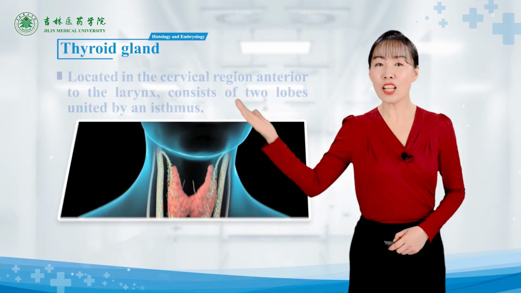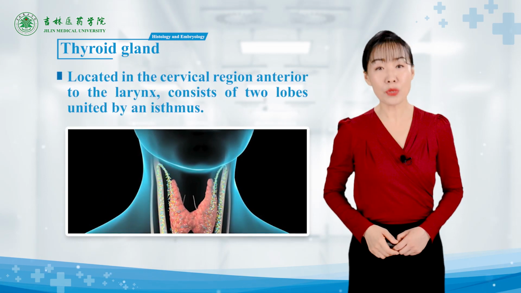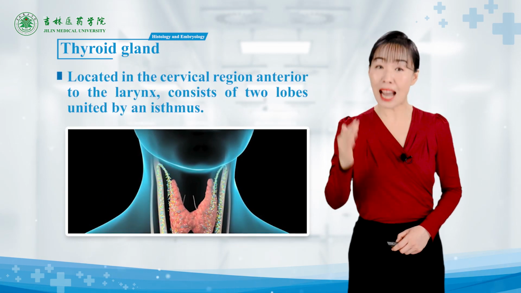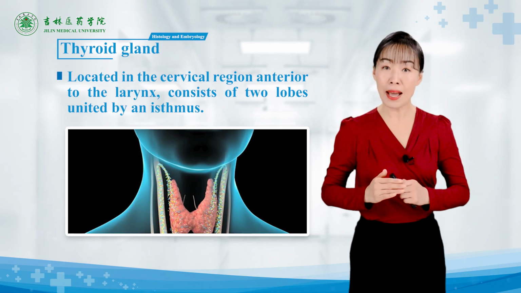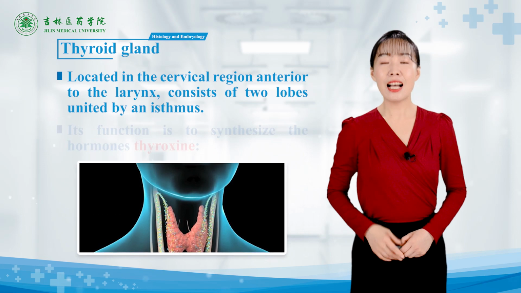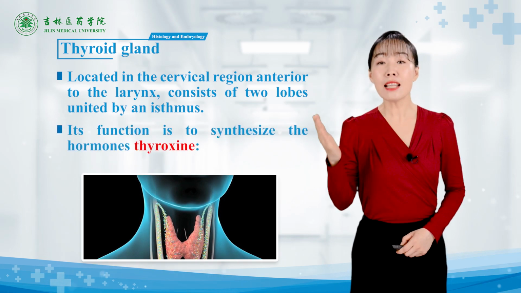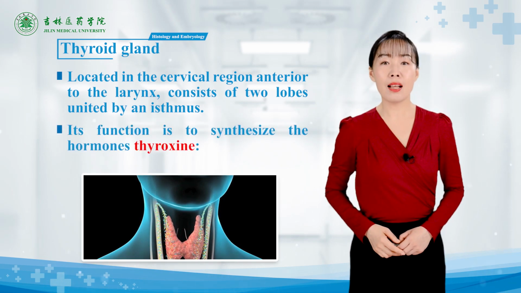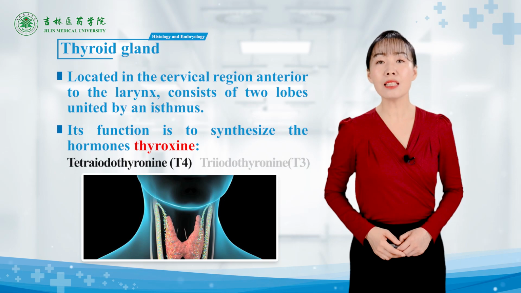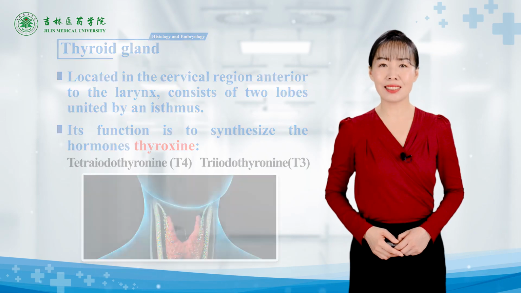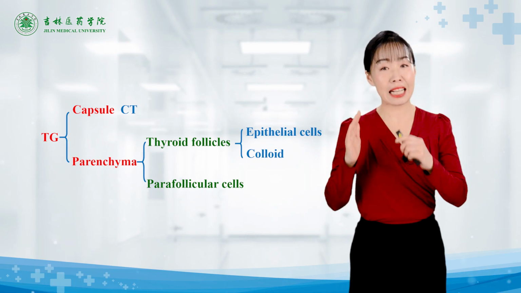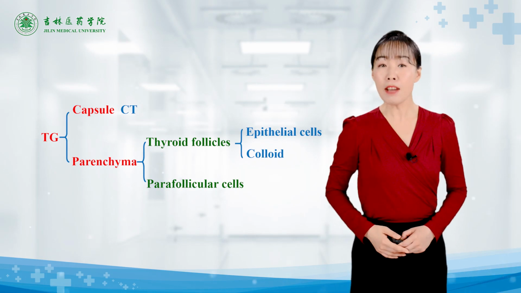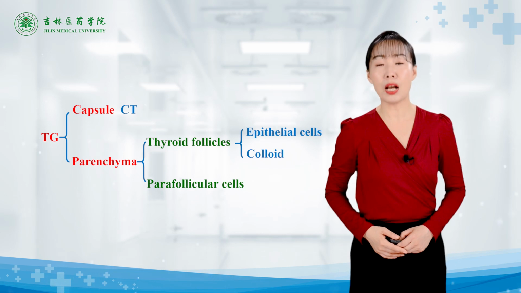Thyroid gland is located in the cervical region anterior to the larynx. Consists of two lobes united by an isthmus. Its function is to synthesize the hormones thyroxine, including T4 and T3. Thyroid gland is covered by loose connective tissue capsule, which sends out septa into the parenchyma.